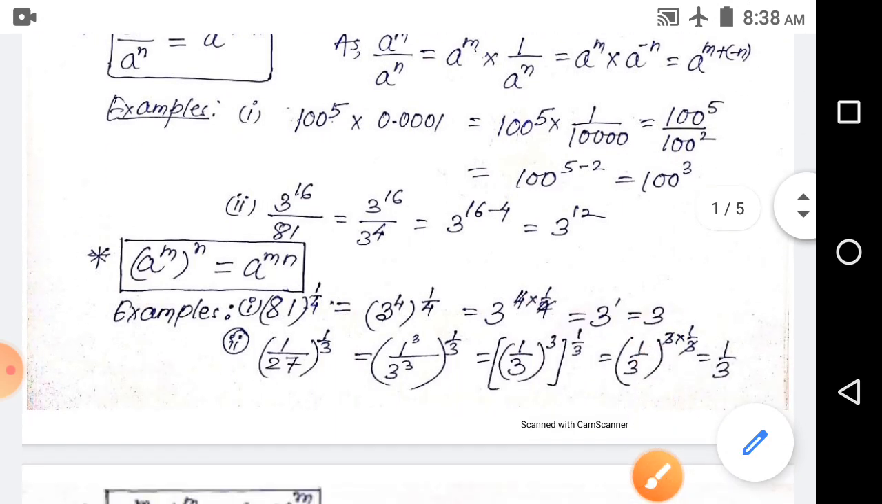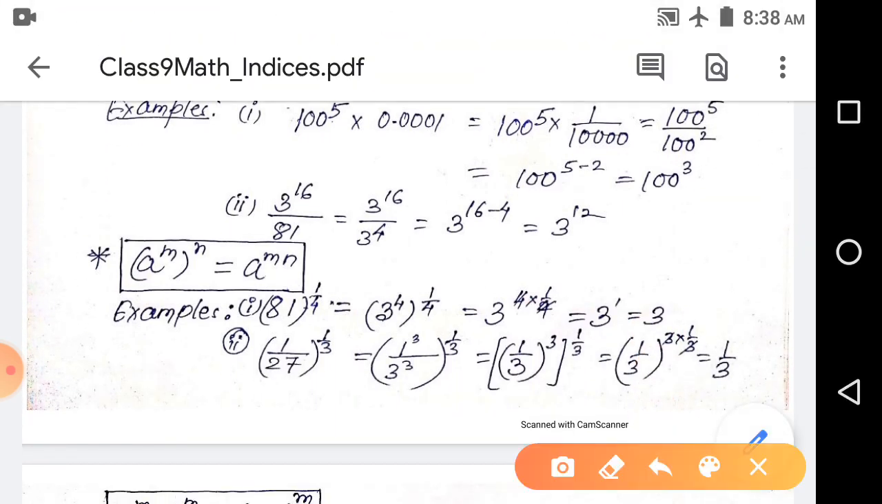One more example we have, you can easily understand this. 3 to the power 16 divided by 81, and 81 can be written with the power as 3 to the power 4. Now the bases are the same and it is division, so the exponents can be subtracted to get the answer. So here the answer is 3 to the power 12.